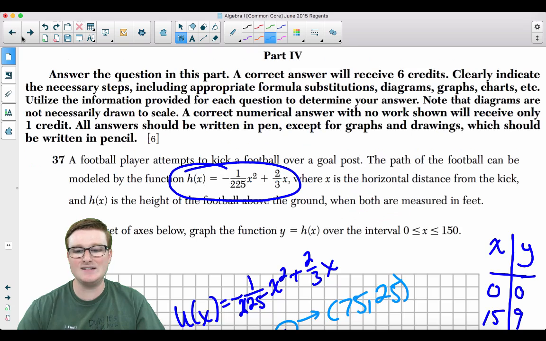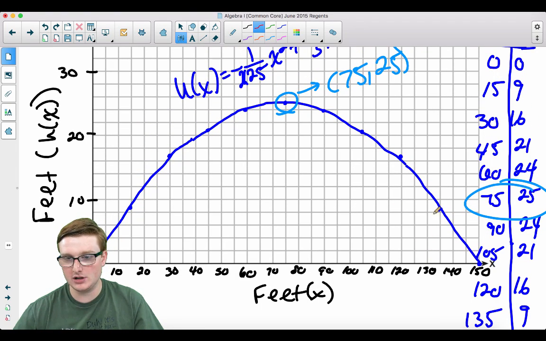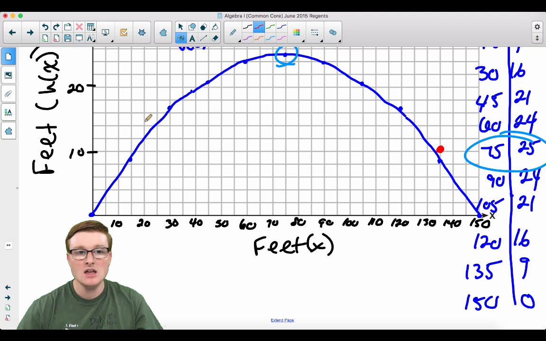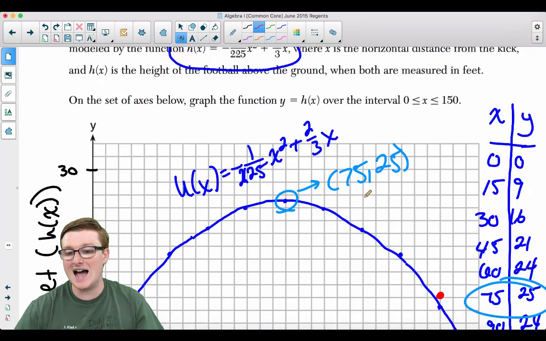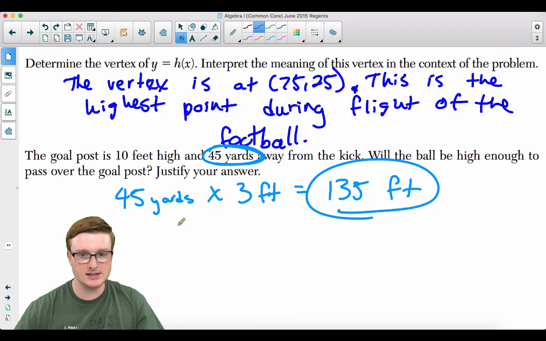So the goalpost is 10 feet high at, hold on one second. I just said 130? No, 135. So at 135, the goalpost is 10 feet high. So that red dot is the goalpost. They're asking you, will the ball be high enough to pass over the goalpost? Justify your answer. No. Look, the goalpost is higher. The ball passed underneath the goalpost, according to the graph. So we're going to say no.